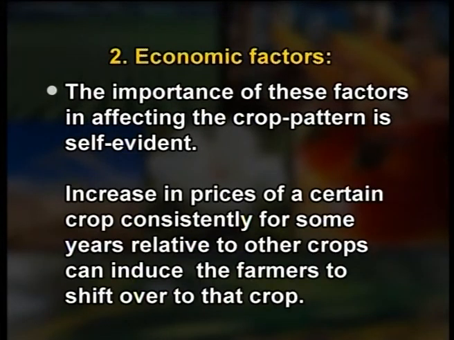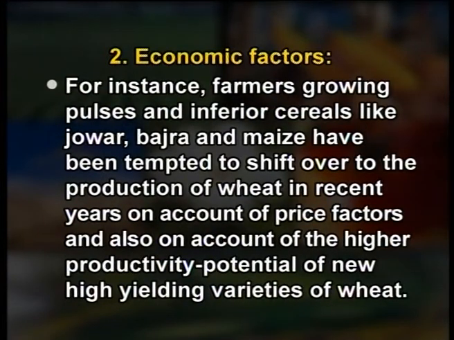For example, an increase in the price of a certain crop consistently for some years relative to other crops can induce the farmers to shift to that crop. For instance, farmers who grow pulses and inferior cereals like jowar, bajra and maize have been tempted to shift over to the production of wheat in recent years on account of price factors and also on account of the higher productivity potential of the new high yielding variety of wheat.